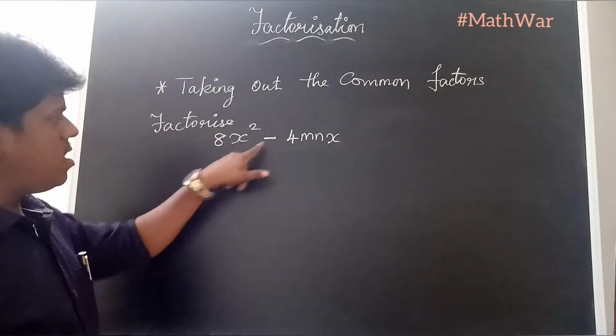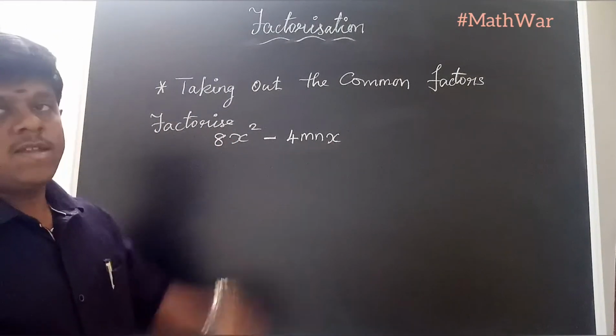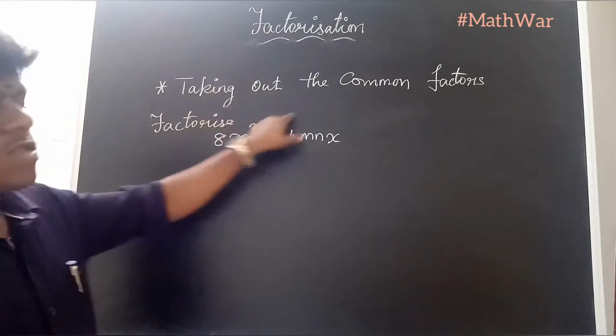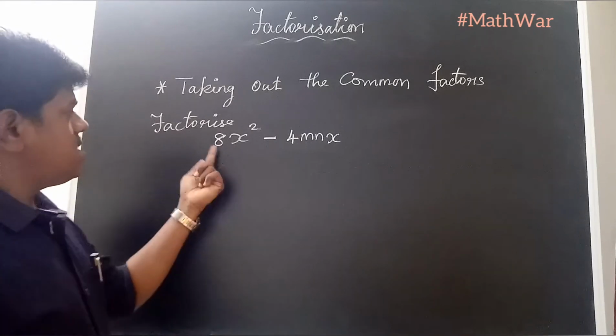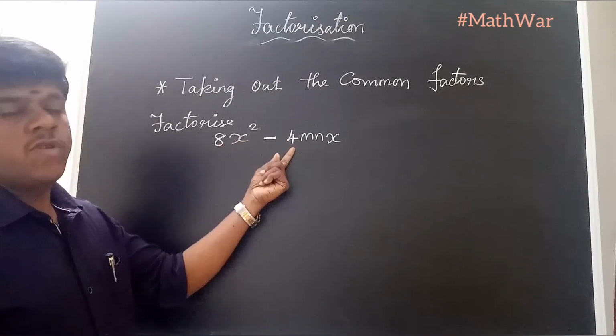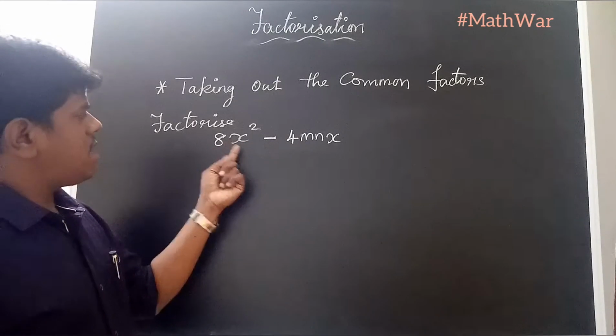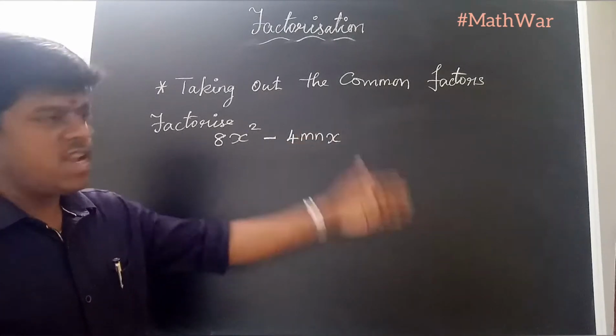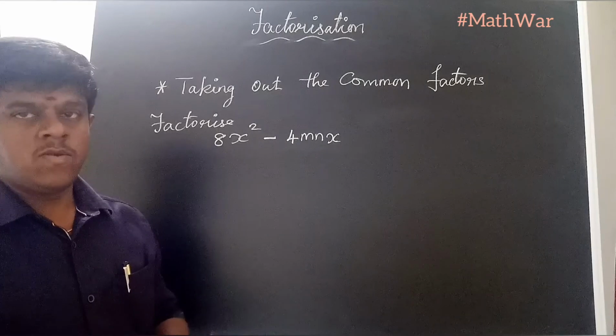Factorize 8x square minus 4mnx. We are going to factorize using the method of taking out the common factors. So you can see the number 8 is here, number 4 is there. We have some common numbers, and x square and x are also there. Since it is the first problem, we have to find out the HCF. Based on that we will do the problem.